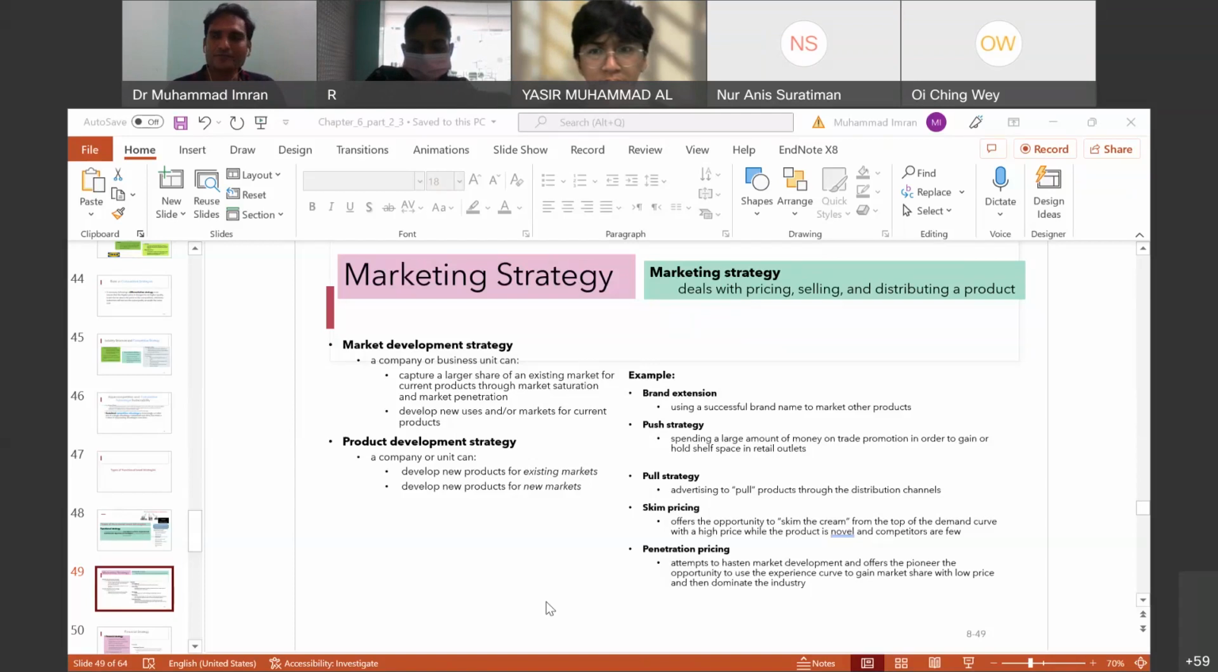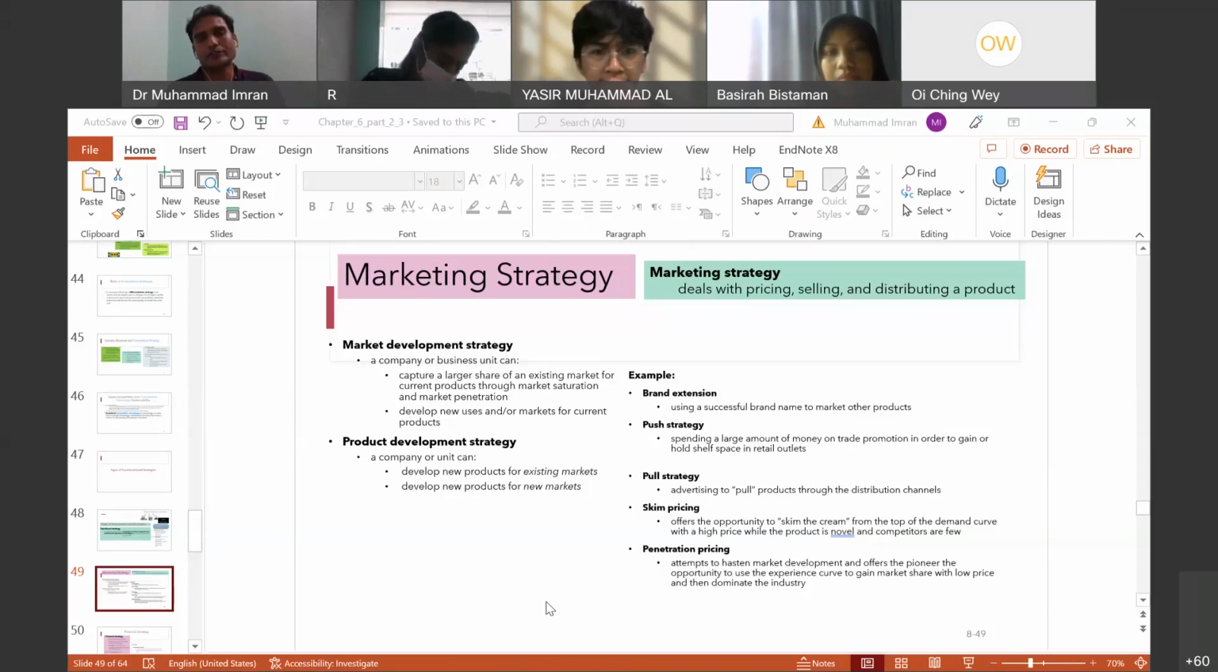Doctor. Okay, I think a brand is an identification of a company. Yes, image, identification. Good, wonderful. Like Apple, one example, right? If I say Apple, everybody thinks of Apple mobile, because it is famous and has an image as a brand. Using a successful brand name to market other products.